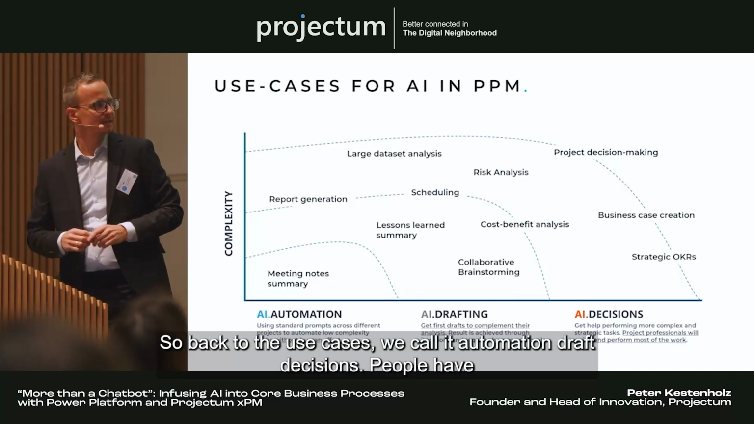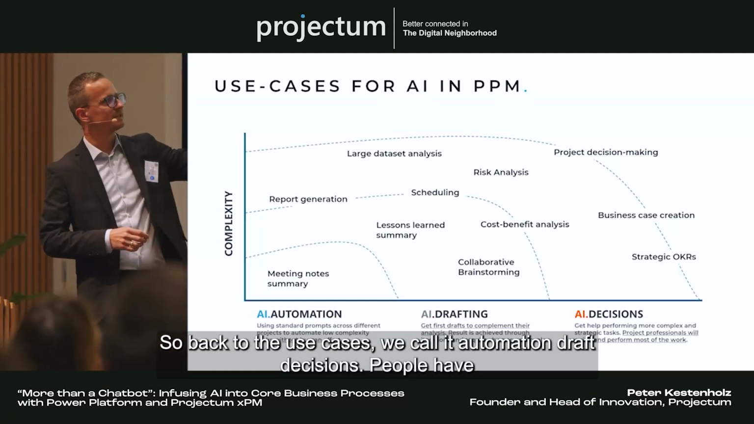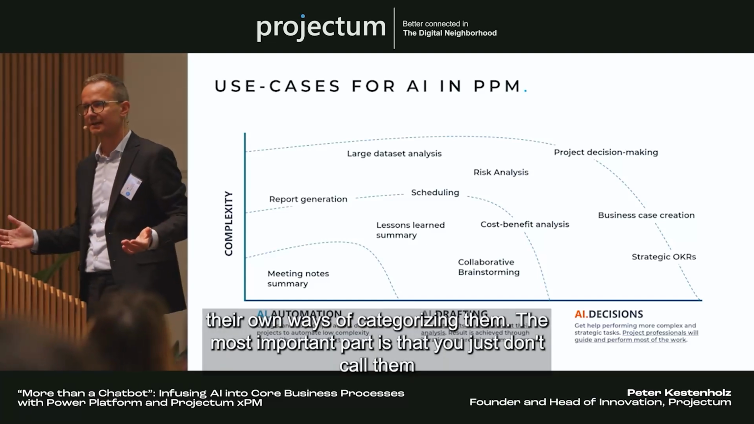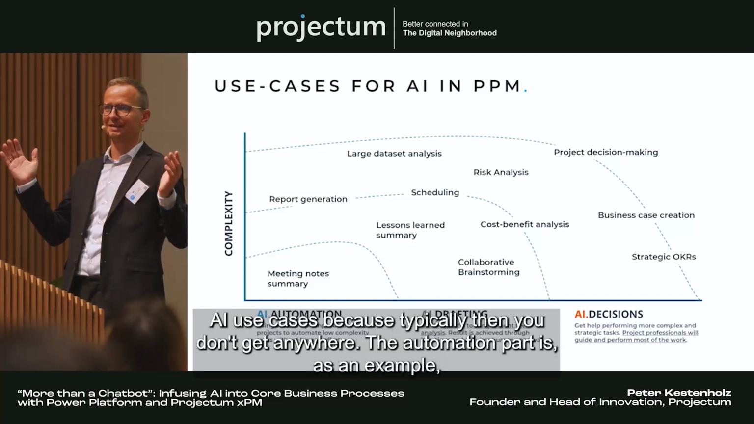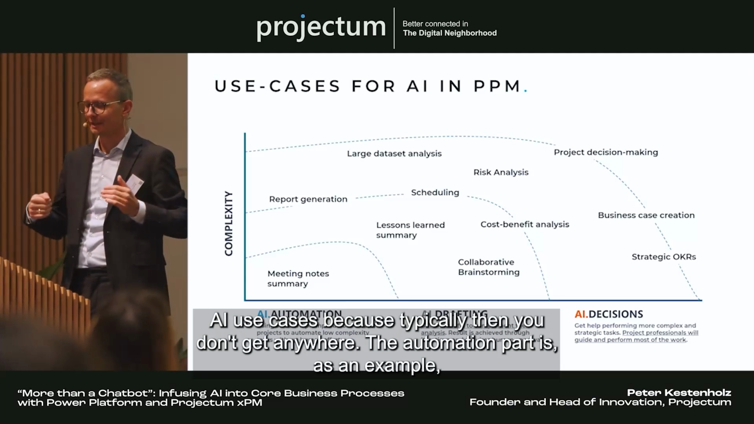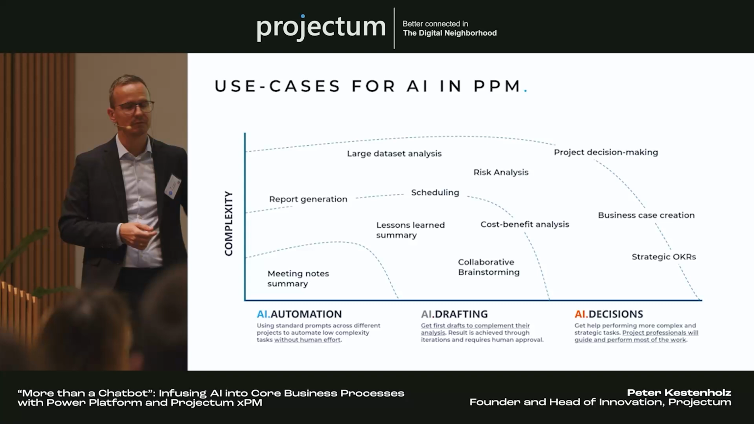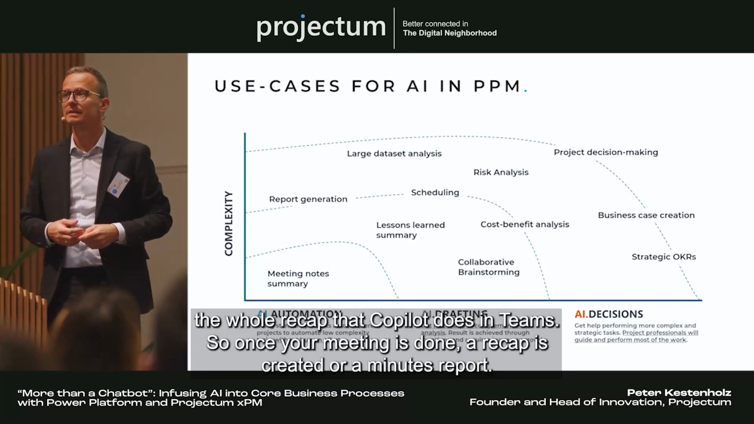So back to the use cases, we call it automation, draft, decisions. People have their own ways of categorizing them. The most important part is that you just don't call them AI use cases, because typically then you don't get anywhere. The automation part is, as an example, the whole recap that Copilot does in Teams.